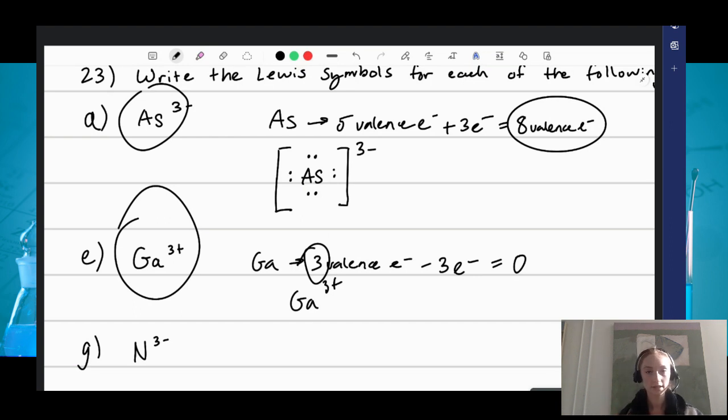When I was learning this a while ago, I was a little tripped up by why this one is 0 and not 8. So that's the reason. It's losing the valence electrons that it has, versus arsenic, it's gaining more electrons, so 5 plus 3, to actually have valence electrons. Awesome.